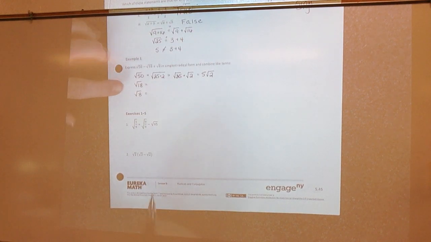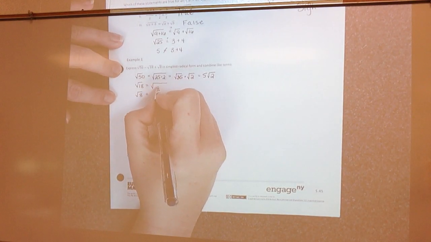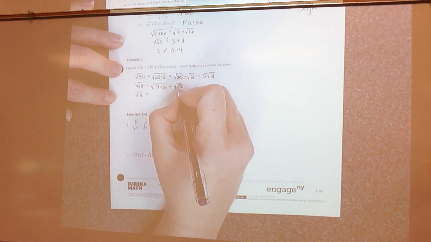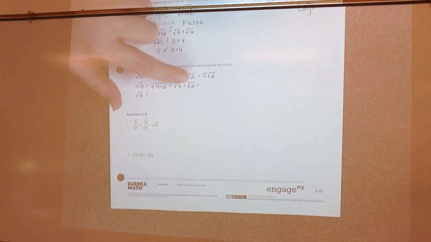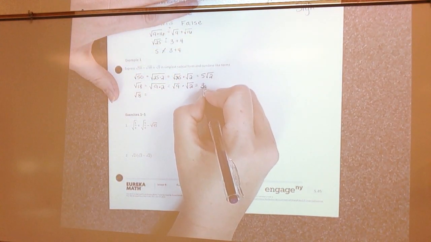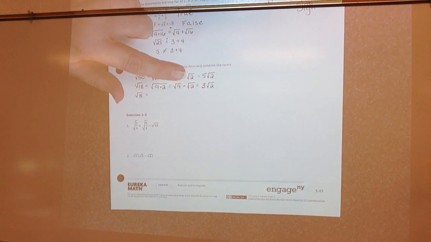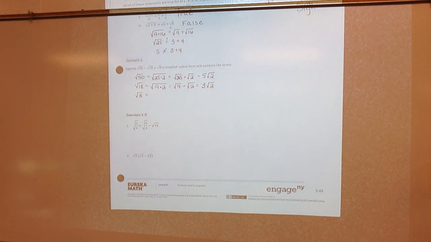Let's look at 18. It's not a perfect square, but there is something I can rewrite that is a perfect square: 9 times 2. So that's broken down into the square root of 9 times the square root of 2. The square root of 9 is 3, because 3 times 3 is 9. And the square root of 2 cannot be broken down anymore, so therefore I have 3 square root of 2.